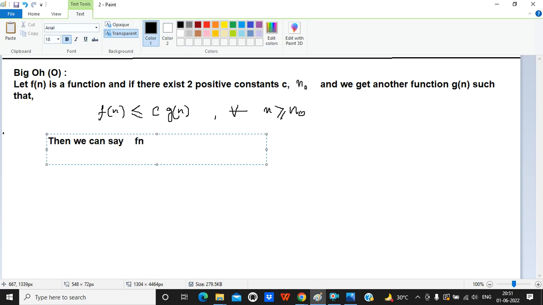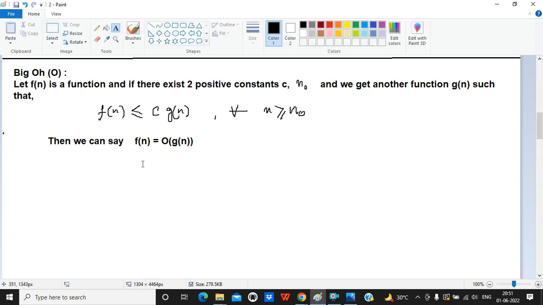f of n is equal to big O of g of n. So this is the theorem for big O.